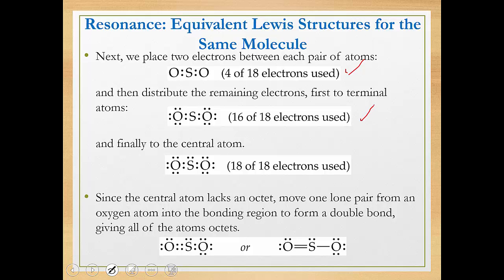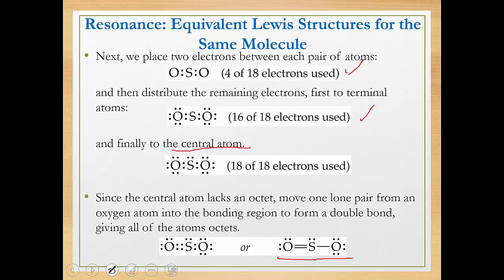Now this is an example we haven't seen. What happens if you put in your single bonded pair, you give all of your terminal atoms an octet, and you still haven't used up all of your electrons? If you still have more electrons, those go on the central atom. So in this case, sulfur gets 2 more electrons, so it has 6. Each oxygen has 8. Now the central atom lacks an octet, so we're going to move one lone pair from one of the oxygens in to form a double bond.